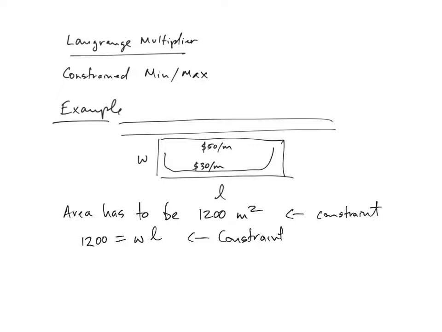We can't just make W and L anything we want. W times L has to be equal to 1,200 meters squared. The area of the enclosed fenced field has to be 1,200 meters squared. Okay, the objective though is to minimize the cost. And what is the cost equal to? Well, the cost is going to be equal to 50 times L plus 2W times 30 plus 50 times 30, right?